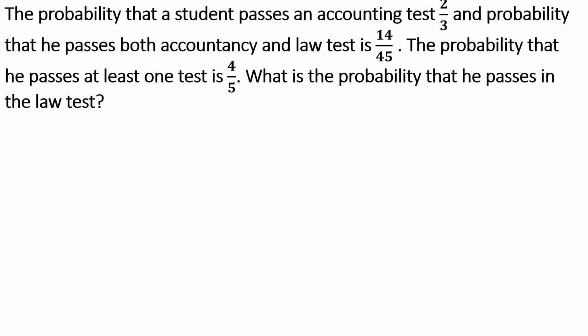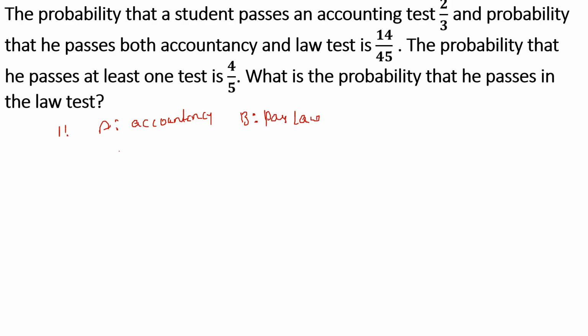Next question. The probability that a student passes an accounting test is 2 by 3, and the probability that he passes both accountancy and law tests is 14 by 45. The probability that he passes at least one test is 4 by 5. What is the probability that he passes the law test? Okay, let us take event A as the event that he passes the accountancy test, and event B as the event that he passes the law test.